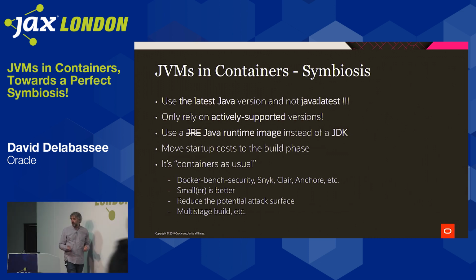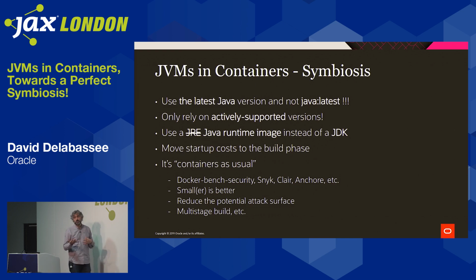So, as a conclusion, try to always use the latest Java version and never java:latest. That's not something you want to do. If you can't do that, at least rely on an actively supported Java version. We don't have this notion of Java runtime anymore, but what we can do is create our own Java runtime image. You see that by doing that, not only is it a good practice to reduce the surface of our containers, but it also reduces the size of our containers.